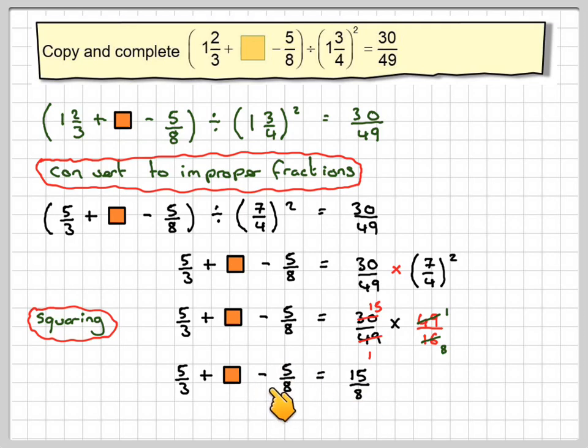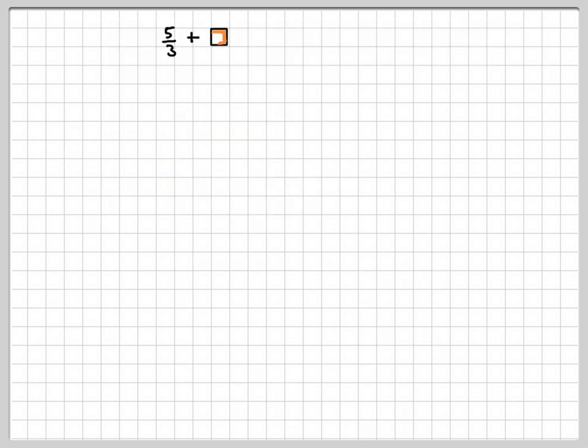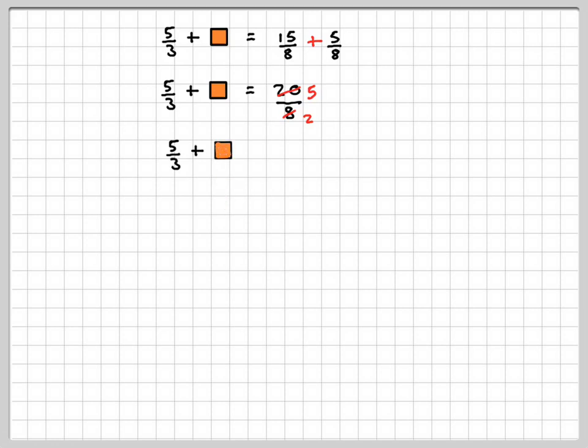We're going to deal with the minus 5/8 first. So we've got 5/3 plus the missing number minus 5/8 is 15/8. The opposite of subtracting is to add. Writing that out again here. Okay, we've got a common denominator already, so we just need to do 15 plus 5, which is going to make 20 out of 8. A bit of cancelling. 4 goes into 8 twice and into 20 five times. So we now have 5/3 plus the missing number is equal to 5/2.